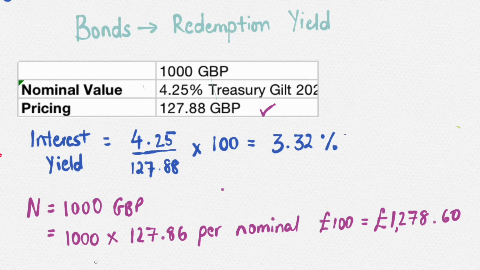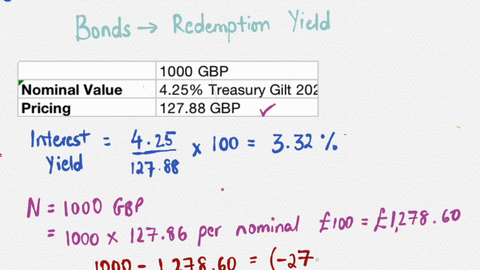So in order to understand if it's a gain or a loss, you would simply take your nominal value, which is 1000, and you would subtract £1,278.60. Now that would give you a deficit of £278.60.